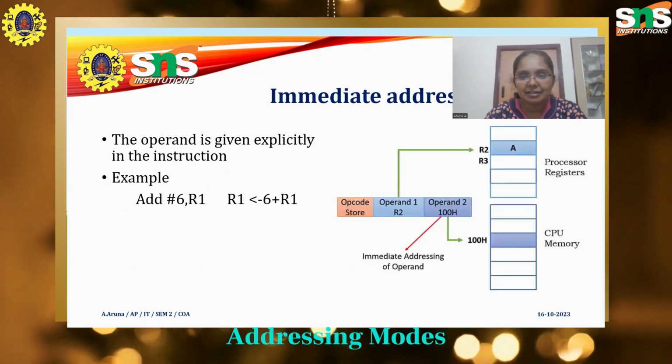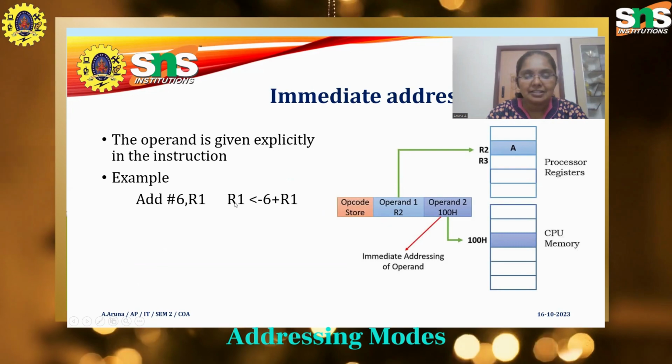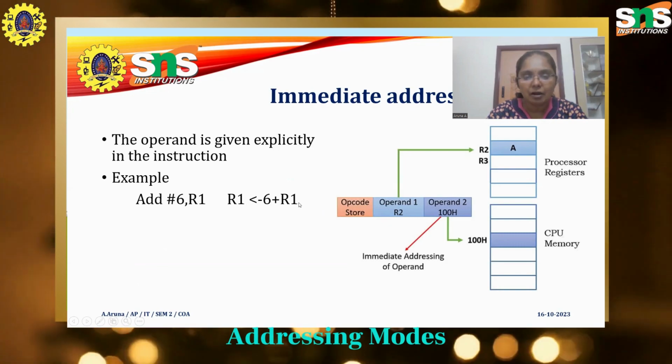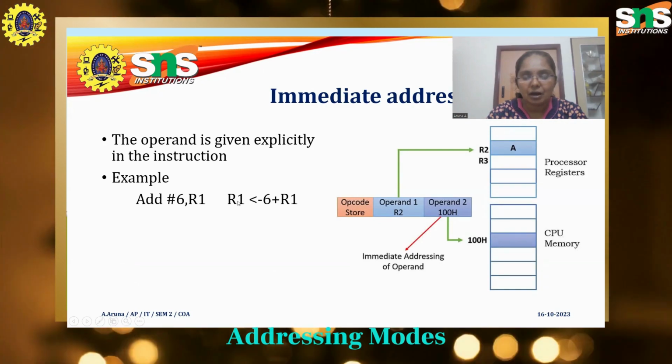So the first type of addressing mode is the immediate addressing mode. See here, immediate can be represented by a hash. Here, the immediate value 6 can be moved to the register R1. So we have to write it as R1 equals R plus R1, so that both can be added and the value will finally be stored in R1.